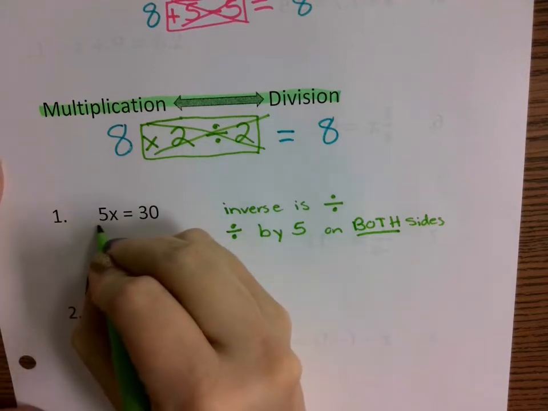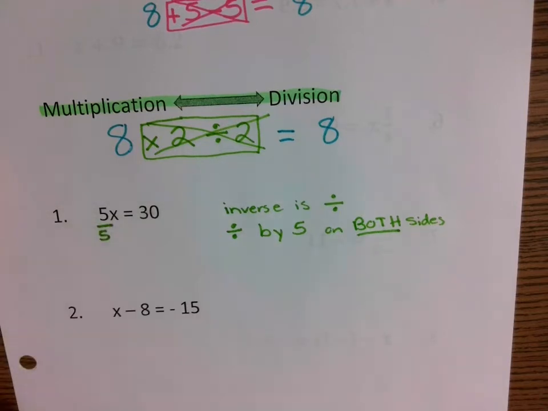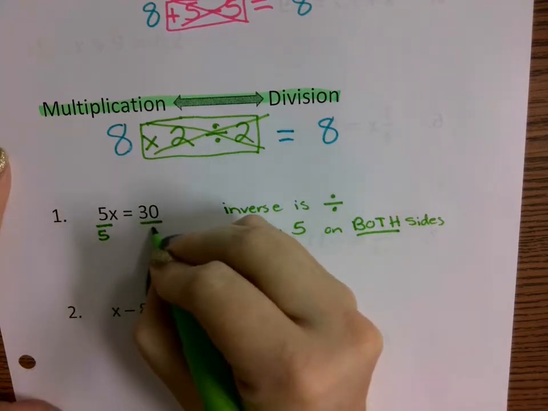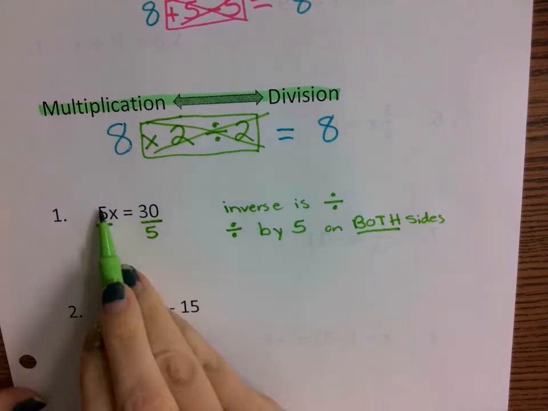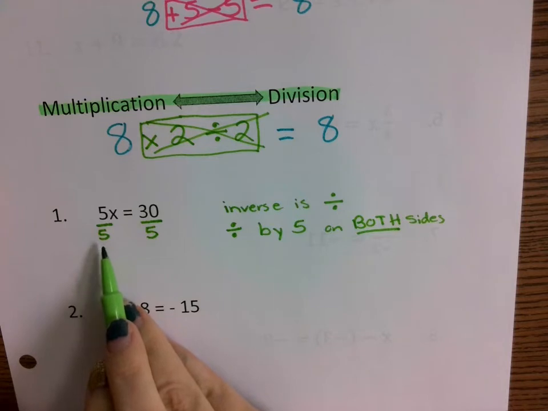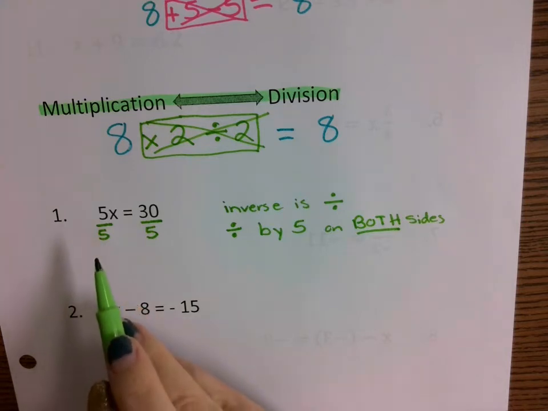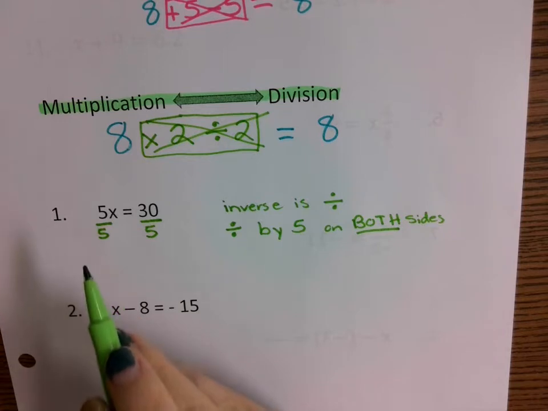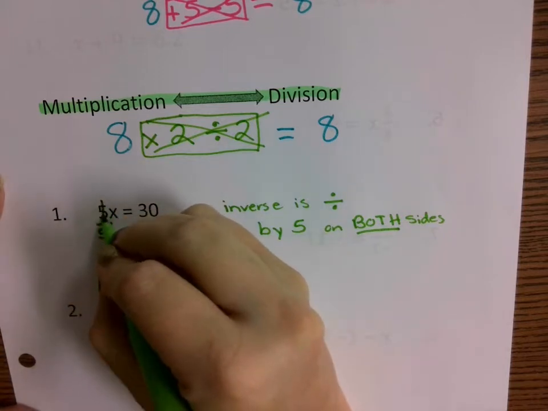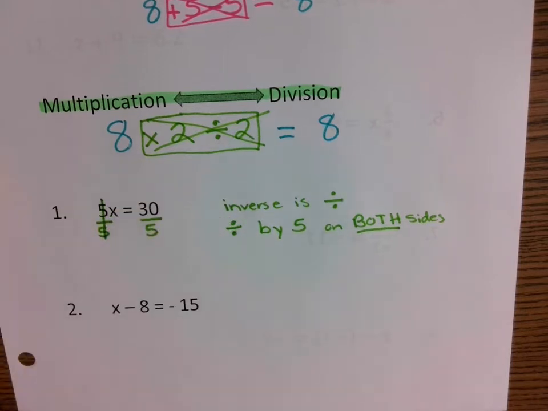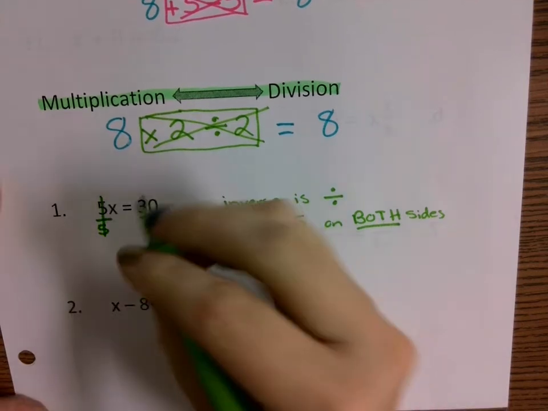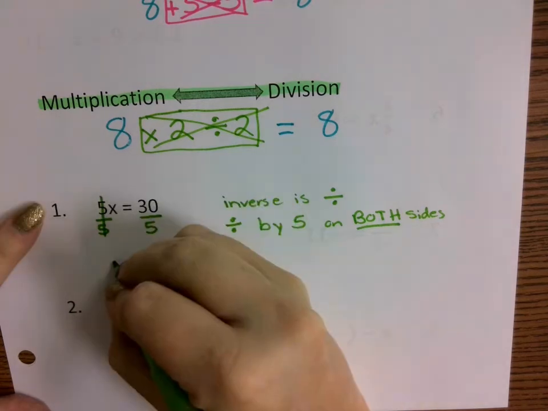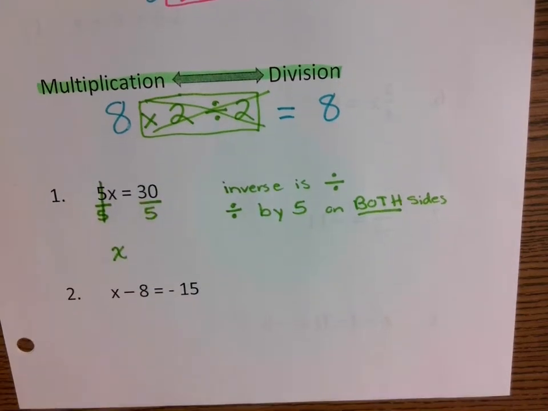So I'm going to divide by 5 here. Remember, a fraction bar is a division sign. And I'm going to divide by 5 on the other side. So what do we get? If we do 5 divided by 5, what does that become? 1. 5 divided by 5 is just a 1. So I'm going to cross through it. Do I have to write the 1? No, you do not have to write the 1. So I can just put x.